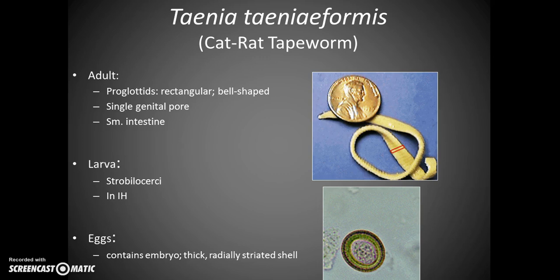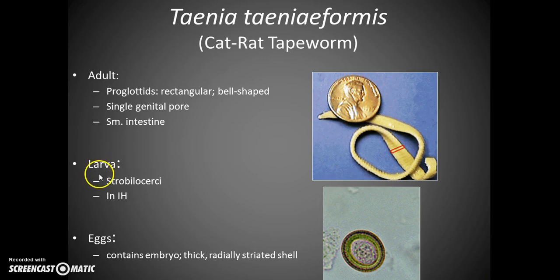So the next tapeworm we're going to talk about is the cat tapeworm, known as Taenia taeniaeformis. The adult of Taenia taeniaeformis has proglottids that are rectangular and bell-shaped. So here is an example of the cat tapeworm, and I have a red rectangle drawn around one of the proglottids. This isn't here normally. I've put it there so you can see the rectangular shape of each of those proglottids. Now, on the side of these proglottids, there is a single genital pore that the eggs will come out of whenever that proglottid contracts, and the adult is found in the small intestine.